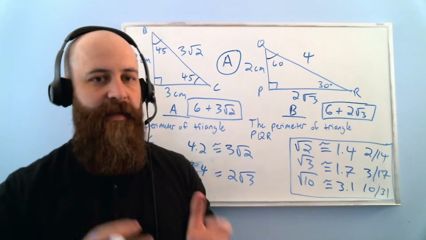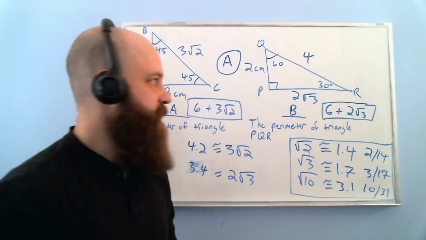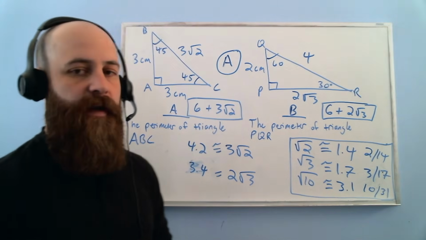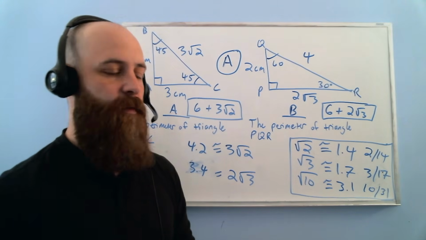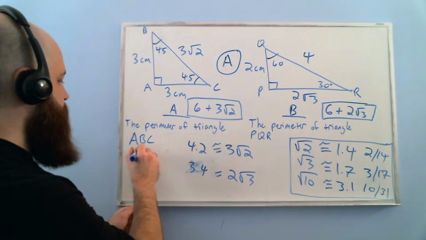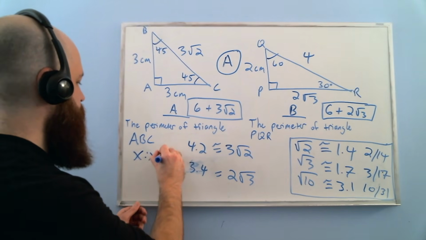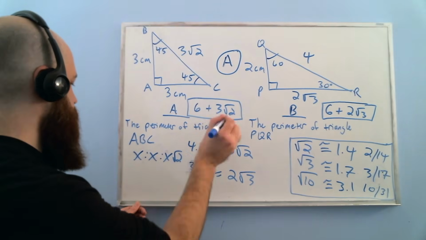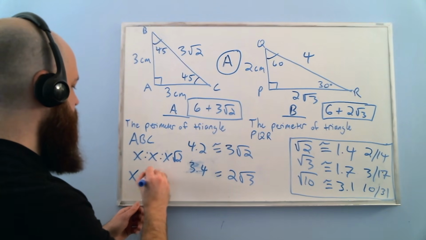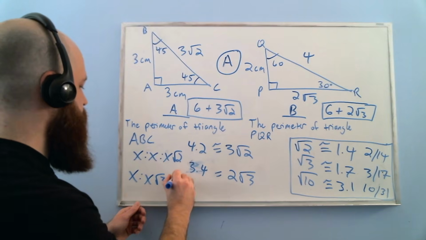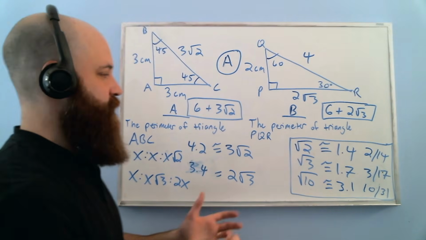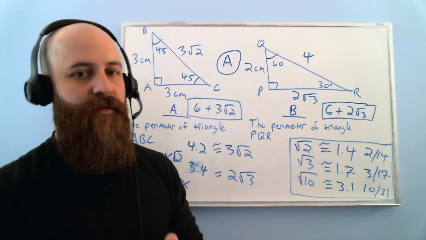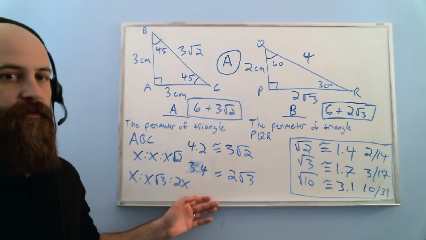Okay, so any take-homes? Basically, if you see a special right triangle, you want to make sure you apply those formulas. You know, for 45, 45, 90s, it's x, x, x root 2. If it's a 30, 60, 90, it's x, x root 3, and 2x. So if they show up, you want to spot them, you want to make use of these formulas.